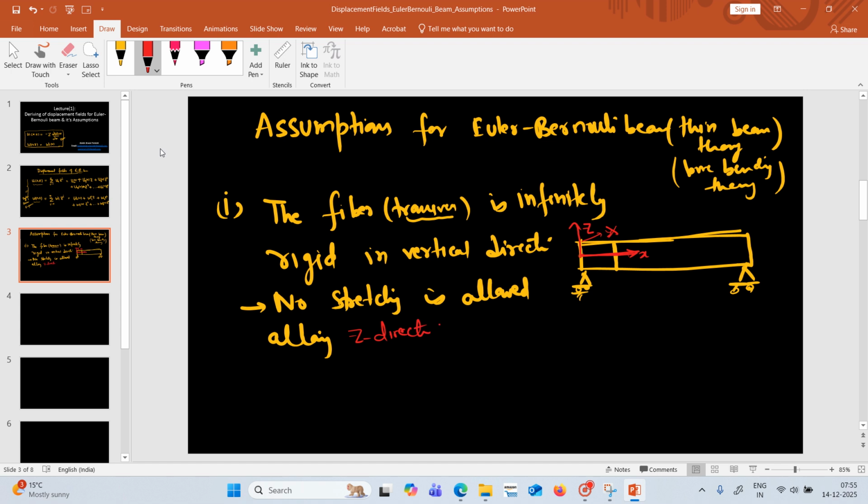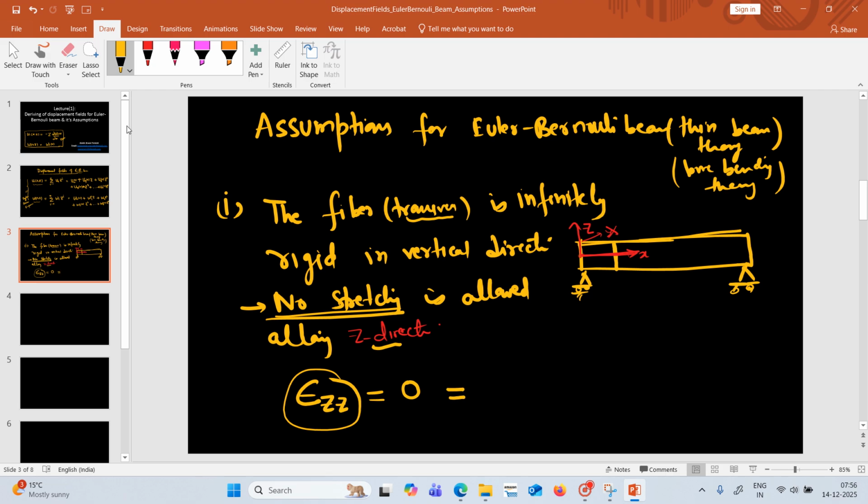Okay. So what this states is that epsilon zz, the stretching, should be equal to 0, because no stretching is allowed in that direction. Along the z direction, the strain epsilon zz is called the stretching along the vertical direction or transverse fibers. If it is 0, then what does this imply? Epsilon zz is del w of x comma z by del z.